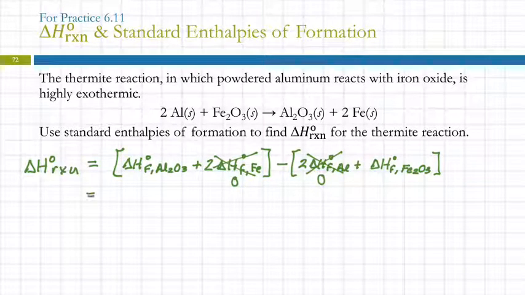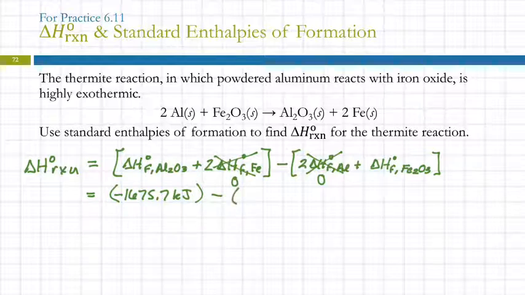So then here when I'm calculating this, I'm going to put the heat of formation for aluminum oxide, minus 1675.7. And I'm subtracting the heat of formation for the Fe2O3, which is negative 824.2. You need to be careful with all these negative signs. So minus 851.4.